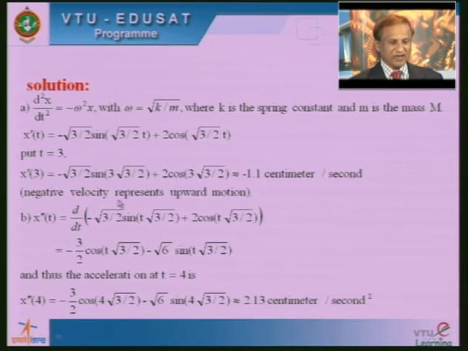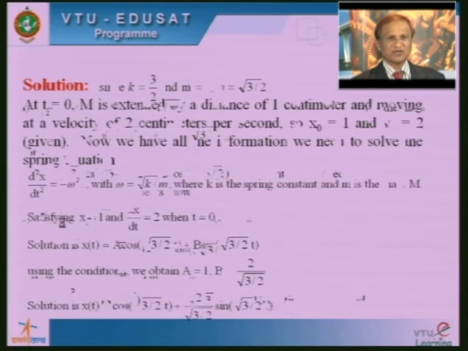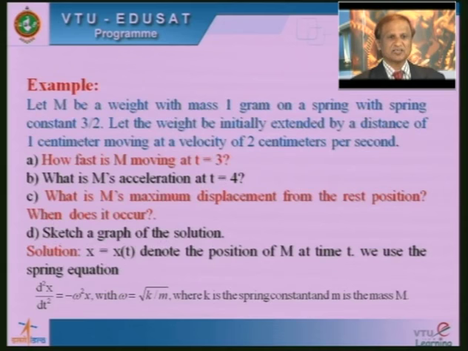So, negative velocity represents upward motion. I think in the last session I mentioned why there is a negative sign while discussing Hooke's law. Is it clear? Here we have obtained a negative sign. It indicates that the velocity represents upward motion. Exactly in a similar way, now you want to calculate the second part.